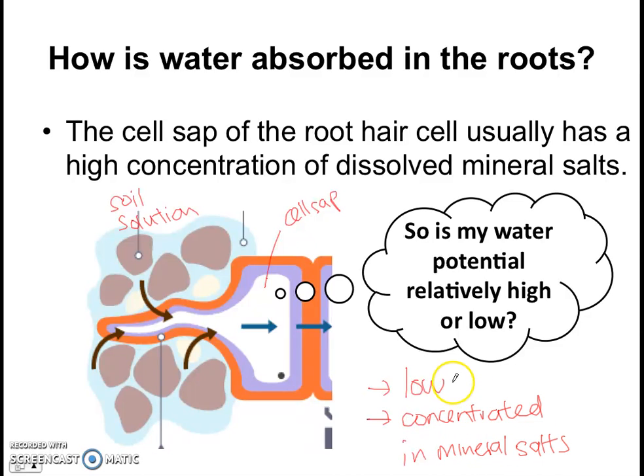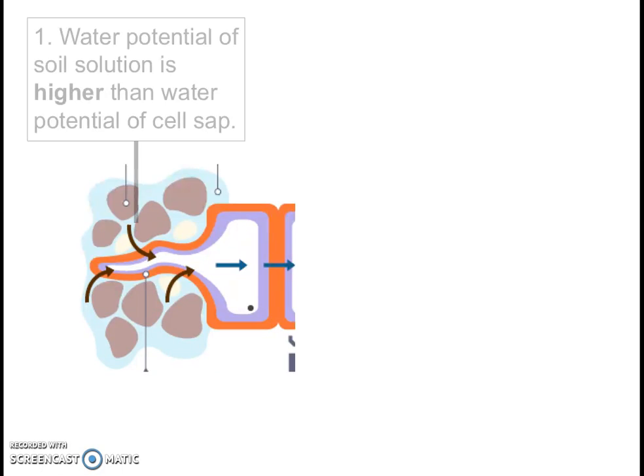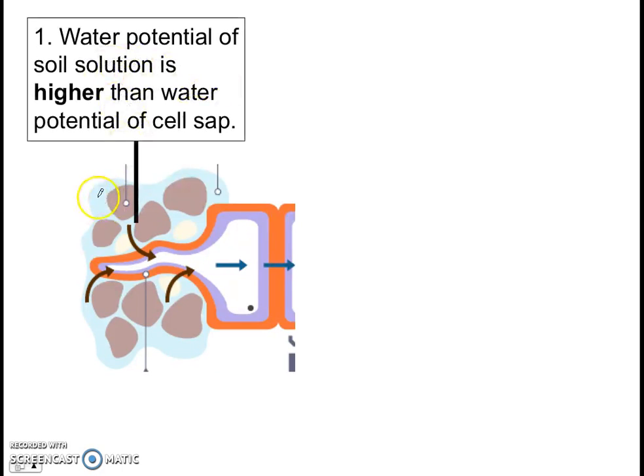So a lot of mineral salts dissolve, so less water particles, so low water potential, right? Compared to the soil solution. Alright, so the water potential of the soil solution is higher than the water potential of the cell sap inside the root hair cell. Okay, so if I draw it out, these red dots represent water particles. There are more water particles outside in the soil solution compared to inside the cell sap. So the water potential of the soil solution is higher than the water potential of the cell sap.